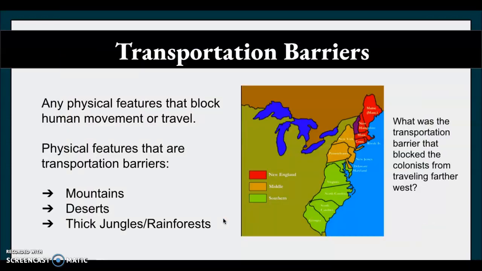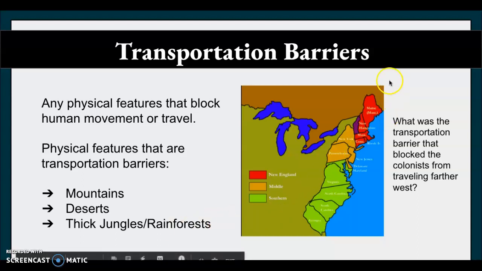And transportation barriers. These are physical features that block human movement or travel. Physical features that are transportation barriers usually are mountains, deserts, thick jungles, rainforests, right? Anything that makes it really, really hard for people to travel, especially in mass groups.